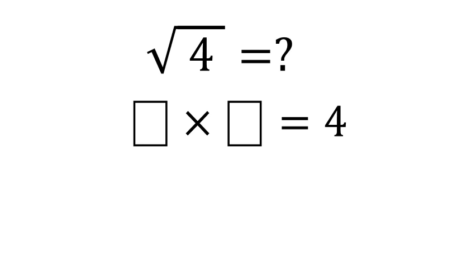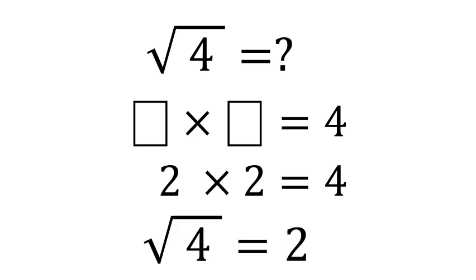It's wrong to say 1 times 4. I'm looking for a number by itself. We have nothing but 2 times 2 equal 4. So I will say that the radical of 4 is 2. Let me repeat it with another number.